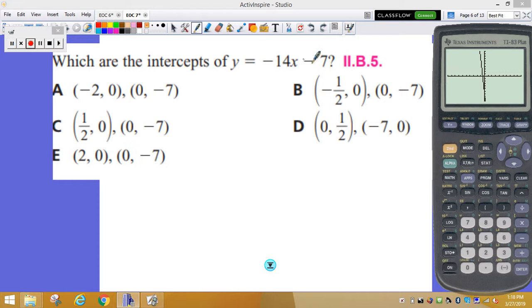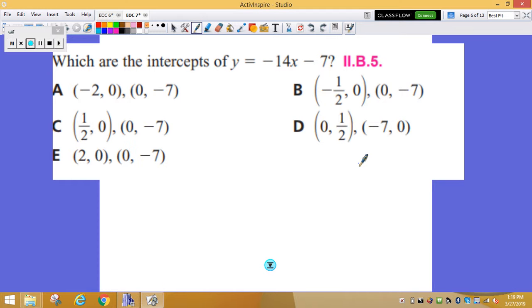So this wants my intercepts. So my x-intercept is here. On my x-axis, this is the x-axis, and my y-axis is down here. Now, it is kind of hard to see on this graph. So for this one, I would go to the table. I would hit second graph. And let's find one. So here's an intercept. Intercepts have zeros, okay? So 0, negative 7. That's going to be your y-intercept.